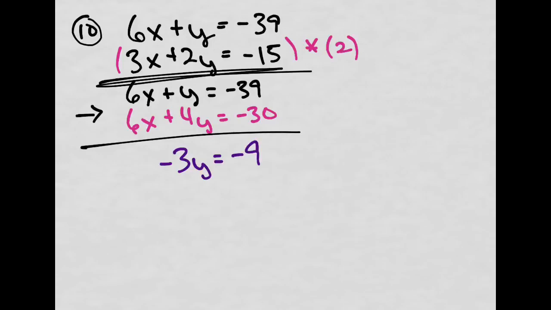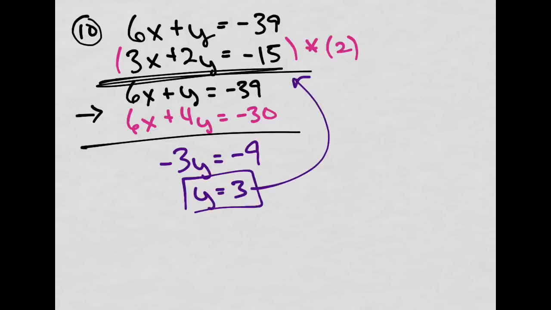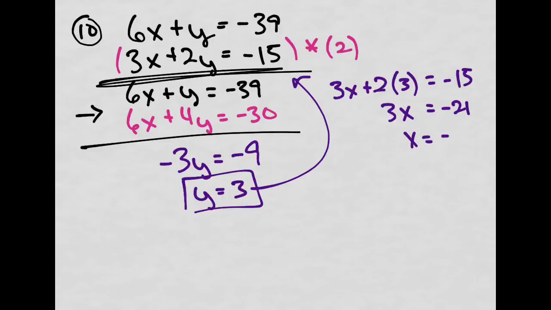So we'll finish this one out. So y equals a positive 3, and then we're going to take that back up to the top and plug it in anywhere, right? So 3x plus 2 times y, which is 3. So 3x, that's going to be minus 6. So that's going to be plus 6, so subtract it from the other side. It's going to be negative 21, and so x equals, there's your negative 7. Again, x and a y, so we're going to make sure we show this as a coordinate pair.